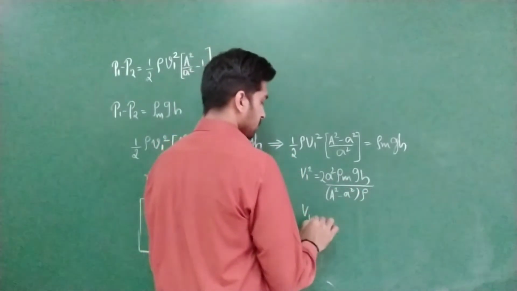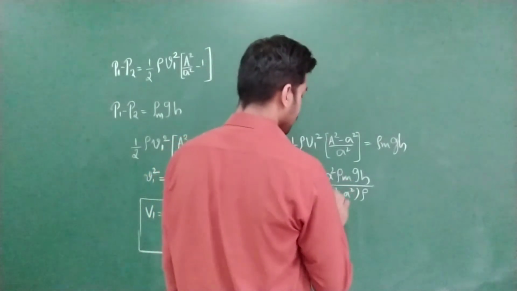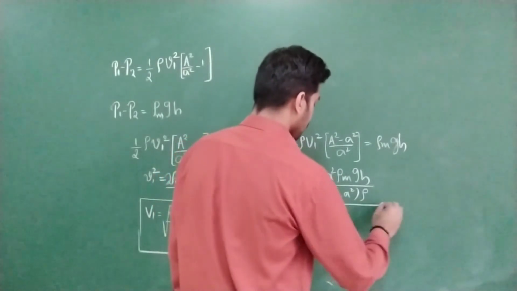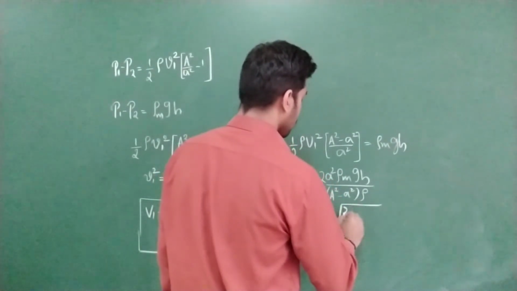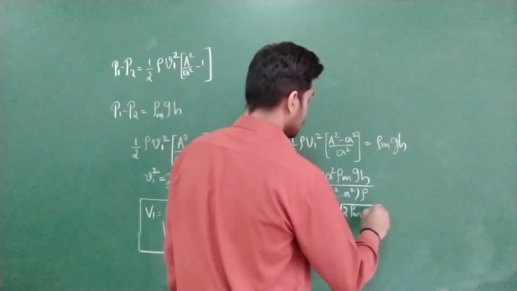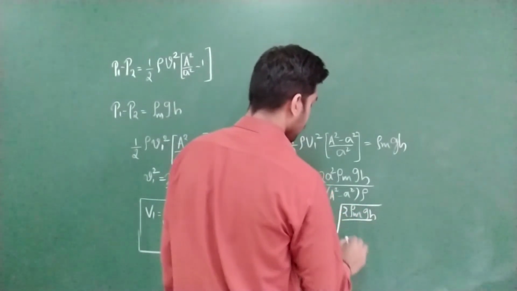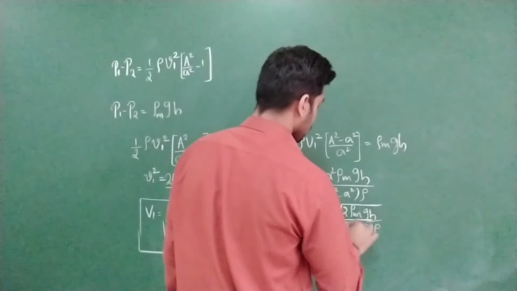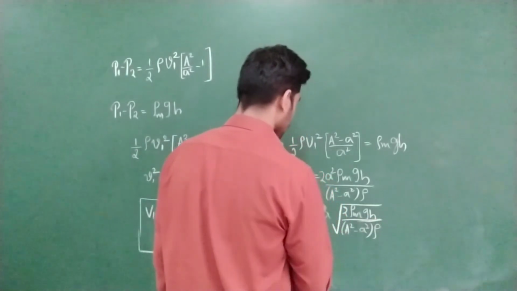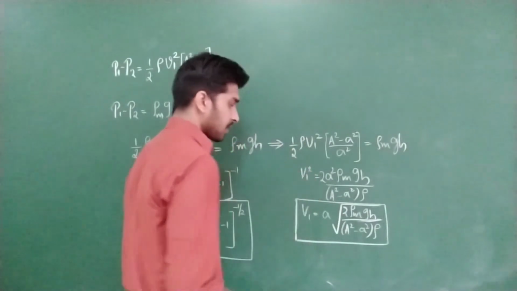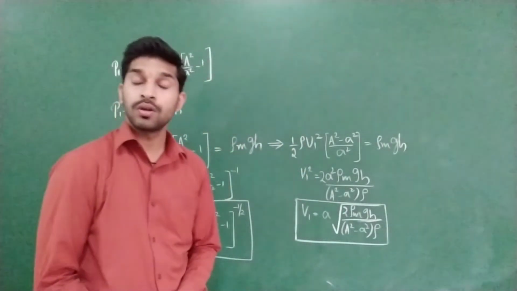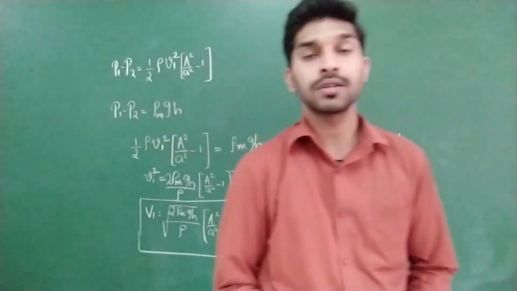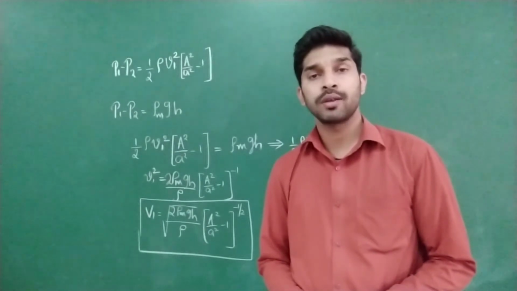So V1 is equal to, A will come outside from the root, okay, because it is A square, A into root of 2 rho m GH whole divided by A square minus a square into rho. Clear? So Venturimeter, it is nothing but what? It is a device used to measure speed of an incompressible liquid.